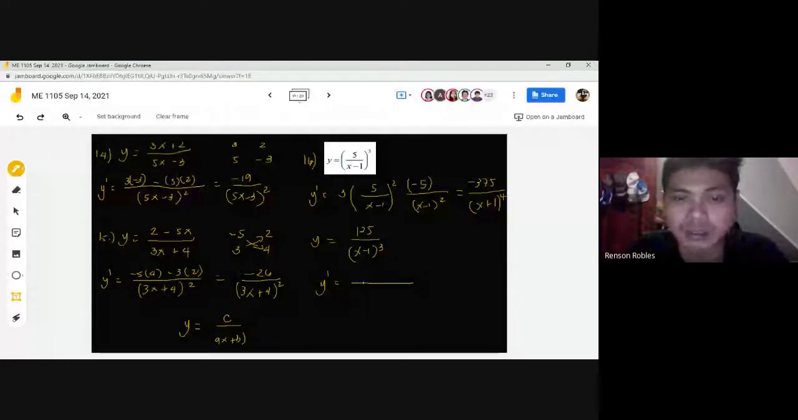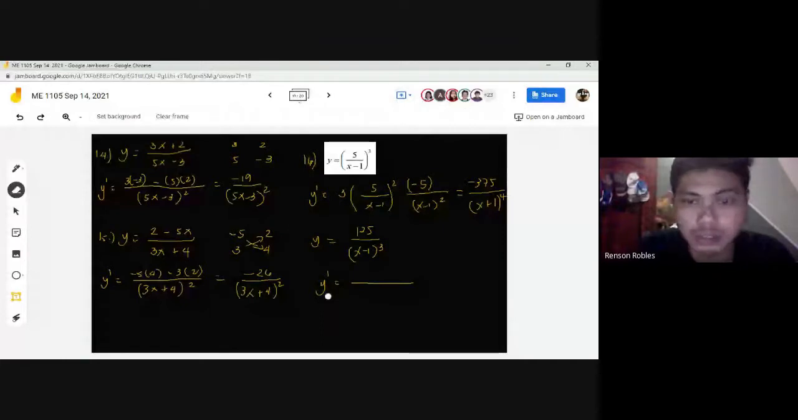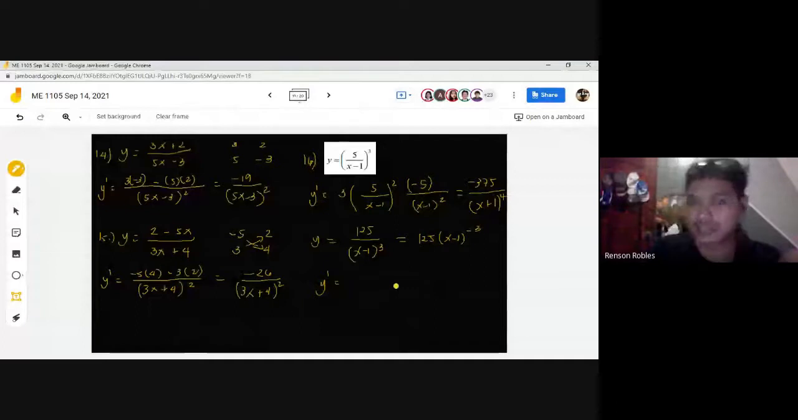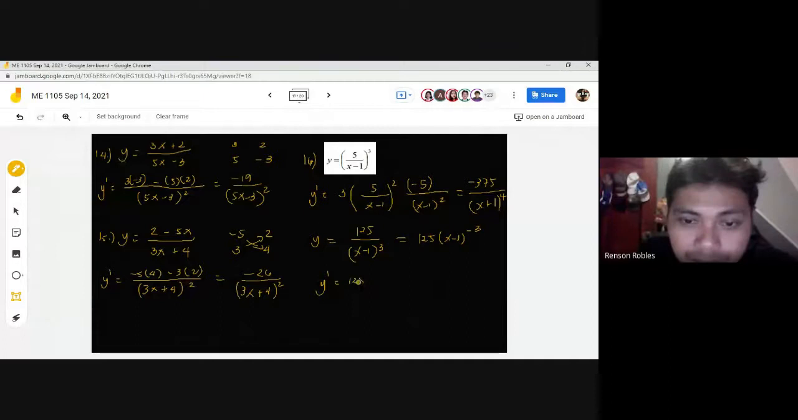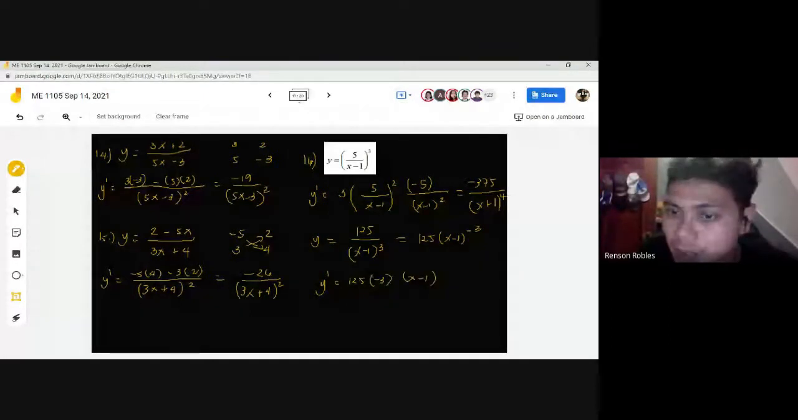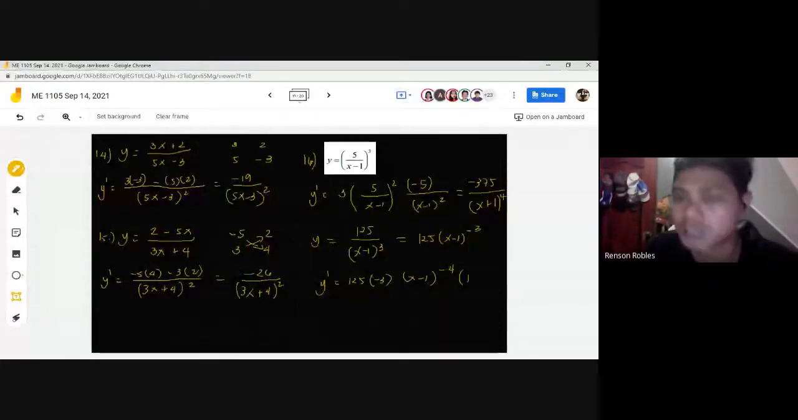Sige, we do it in usual process. Y prime. Sulat mo muna ito ng 1 to 5, x minus 1 to the negative 3. Okay? And then this is the usual process. So, 1 to 5 times negative 3, x minus 1, negative 3 minus 1 is negative 4. And then times derivative of x minus 1 is 1. So, that's negative 375. Tama ba ako?